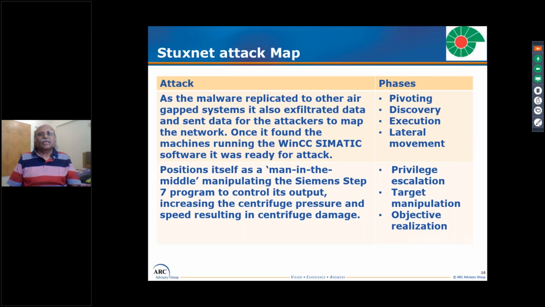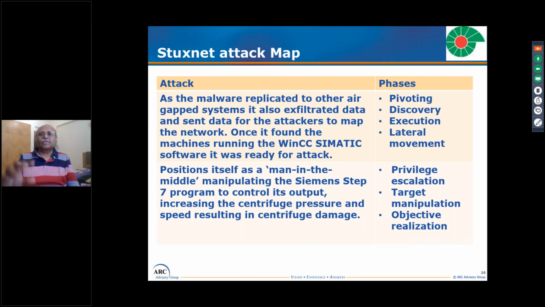So it spread to other air-gapped systems, it also exfiltrated data and sent data to attackers to map the network. It is said that the network was mapped in such detail that even the users or the plant guys didn't know this much detail about the network. So they were able to extract so much data and map the network so well that they can plan their attack precisely. Once it found the machines running WinCC schematic software, it is ready for the attack.